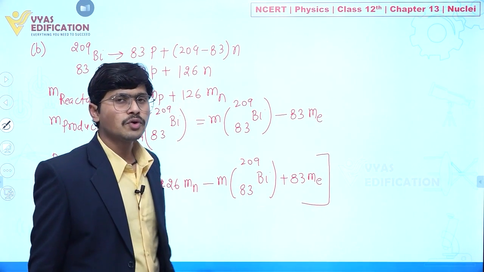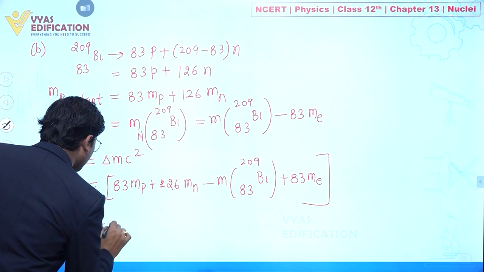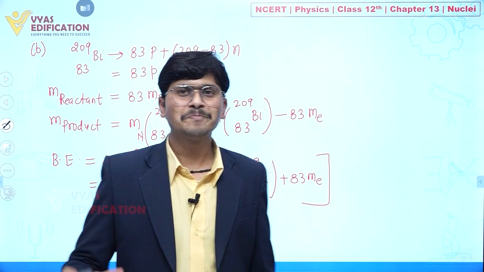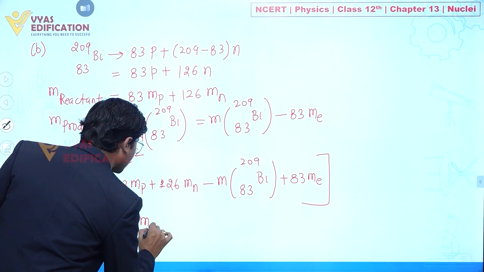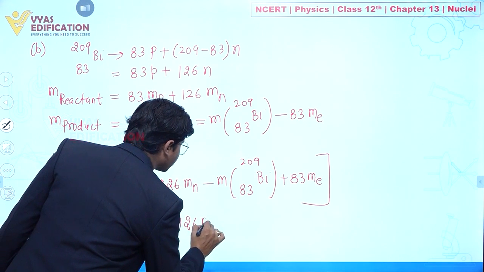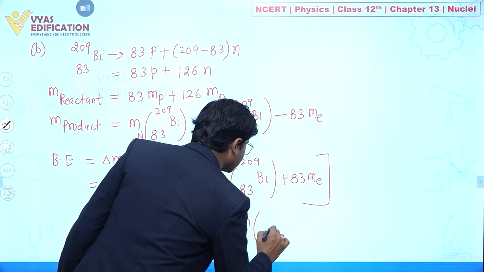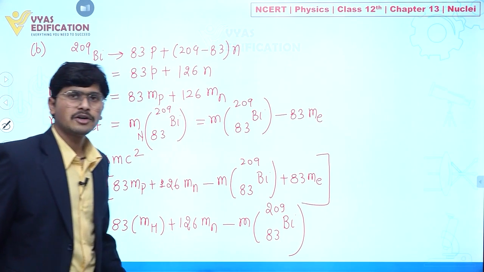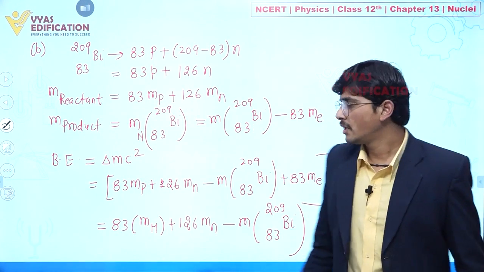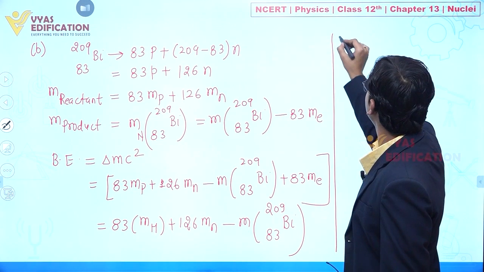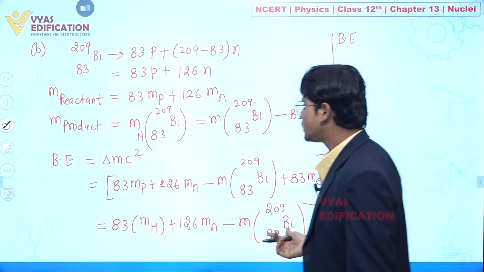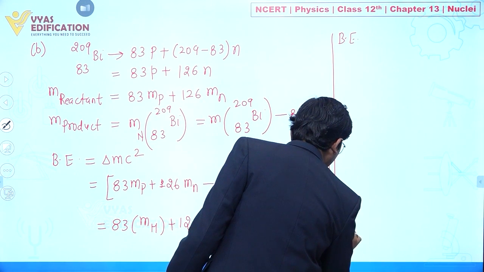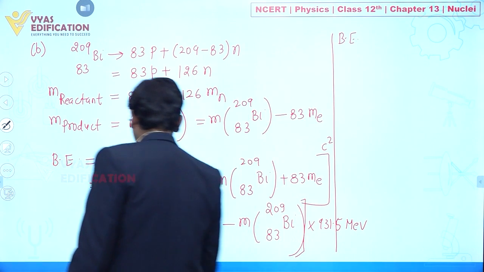Yes or no? Now you know if we write this like this, 83 times Mp plus Me, so mass of proton plus mass of electron, this will come out to be near about the mass of hydrogen, plus 126 mass of neutron minus the atomic mass of 83 Bi 209. Clear to everyone? So now from this one we can write the value of binding energy. Clear? Actually this is just the mass defect, you have to multiply it with c square or with 931.5 million electron volt. Clear everyone?